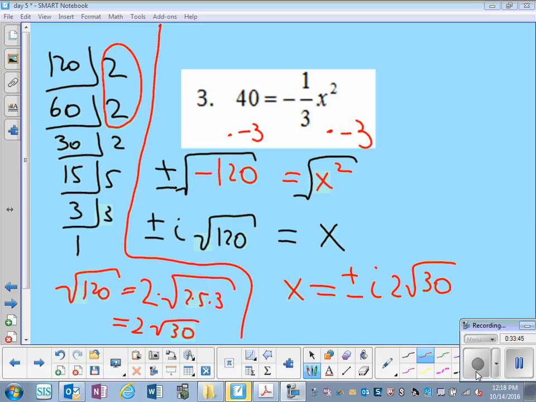That's my answer. Okay? Just because I hate to see i thrown, I'll rewrite it as x plus minus 2 square root of 30i. That's just my preference.